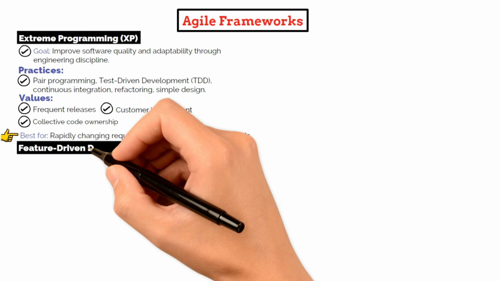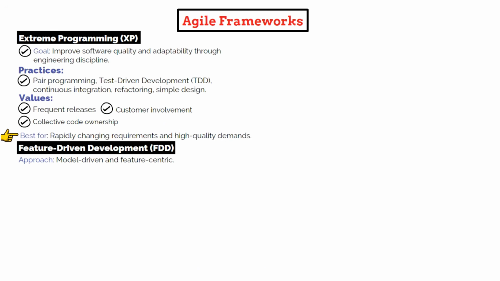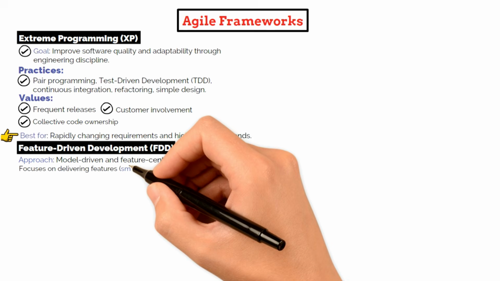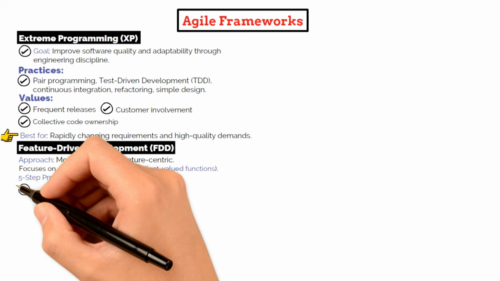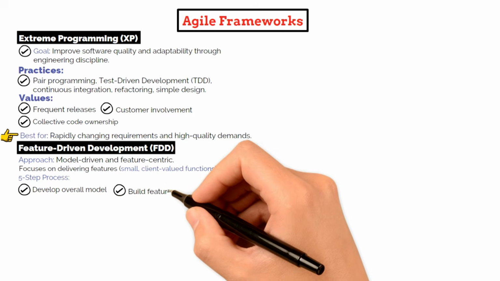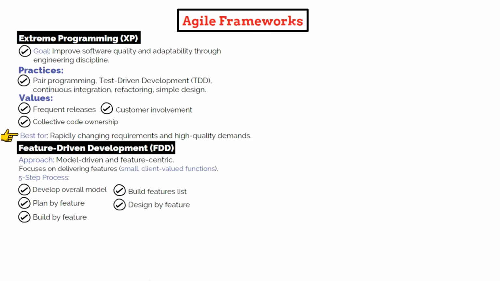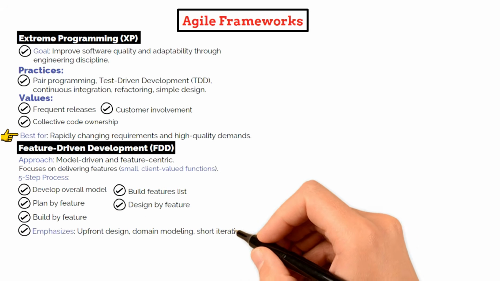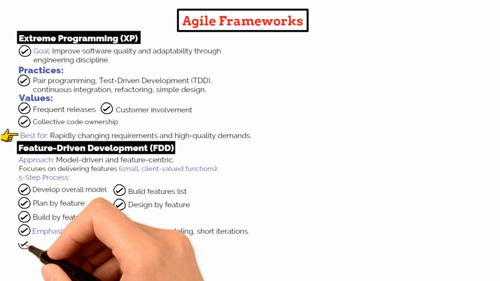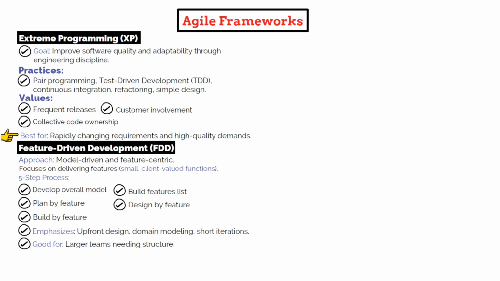Another framework to know is feature-driven development. FDD is a model-driven, architecture-centric process that focuses on delivering tangible, working software in the form of features, which are small client-valued functions. It follows a 5-step process. Develop an overall model, build a features list, plan by feature, design by feature, and build by feature. FDD emphasizes strong upfront design, domain modeling, and frequent short iterations. While it's more prescriptive than other Agile approaches, it works well in larger teams that benefit from a clear structure.